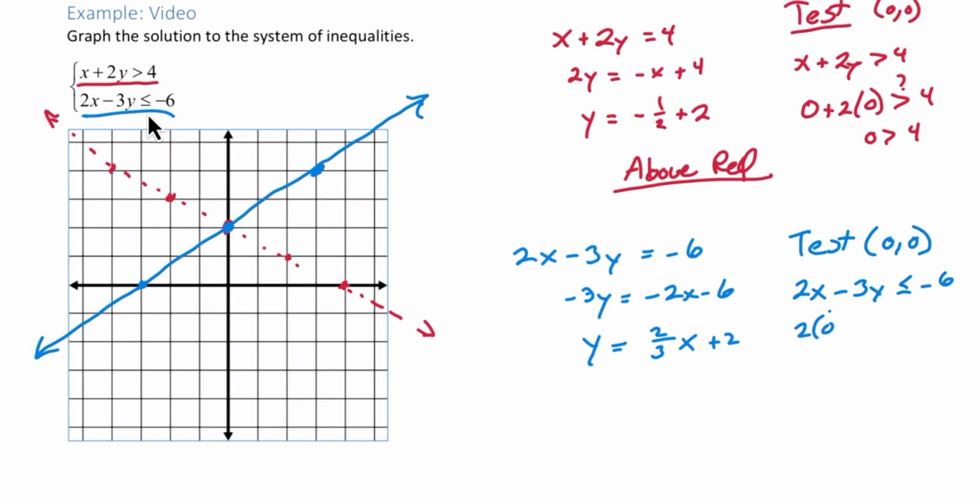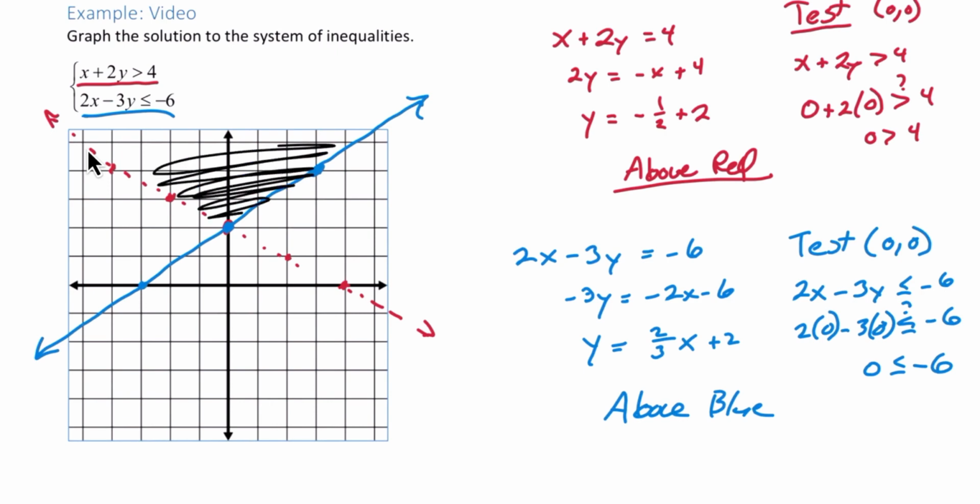So 2 times 0 minus 3 times 0. We're asking, is that less than negative 6? In this case, we get a false statement. We chose 0, 0, and it was false. That means we need to shade above the blue line. So we want to shade the region that is both above red and above the blue. That's going to be this region, between the red and the blue, above red, above blue.